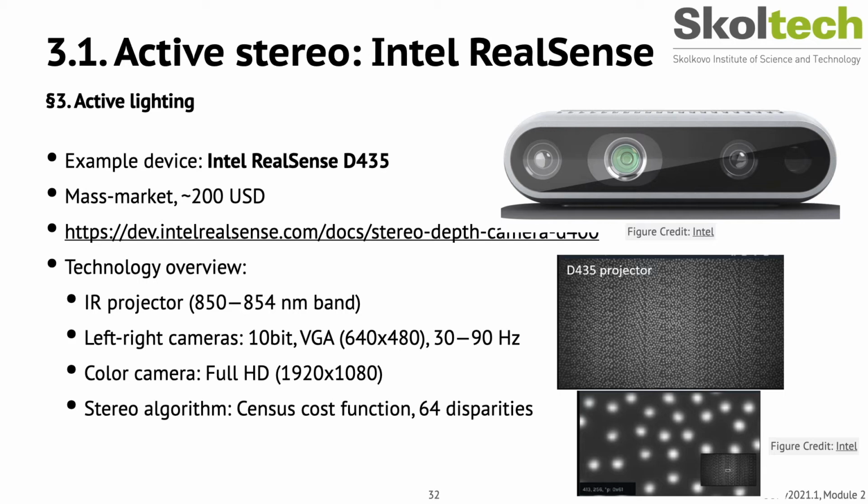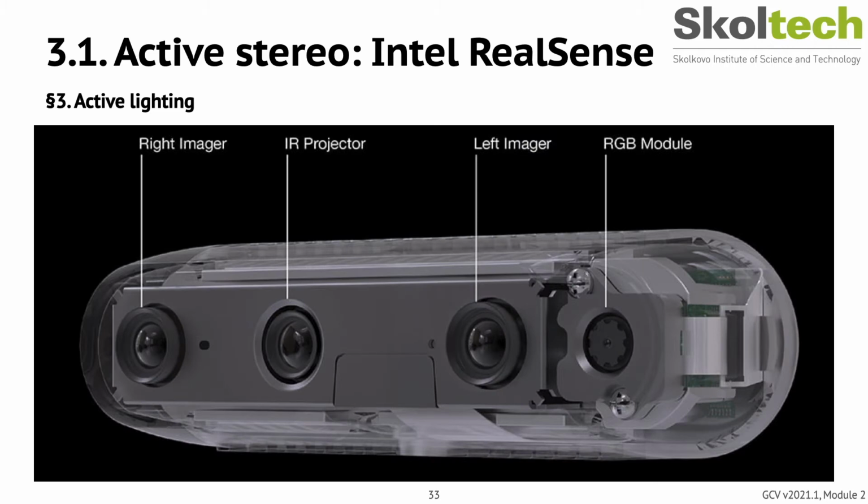The optical patterns for the D435 projected onto a flat wall are shown in the slide, recorded by the same device. Three cameras are included, a left-right stereo pair and an additional color camera. The left-right cameras are identical 10-bit global shutter VGA monochrome cameras with a visible cut filter to block light below approximately 840 nanometers to maximize the SNR of the active texture projector.